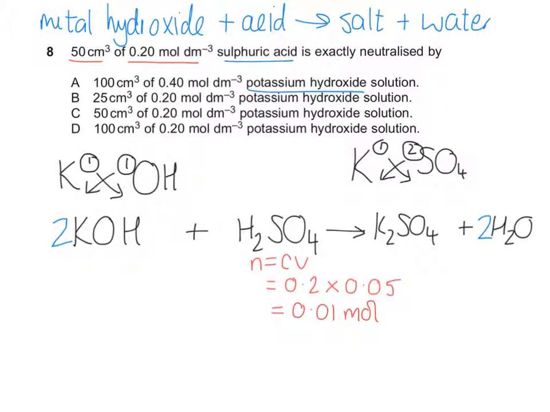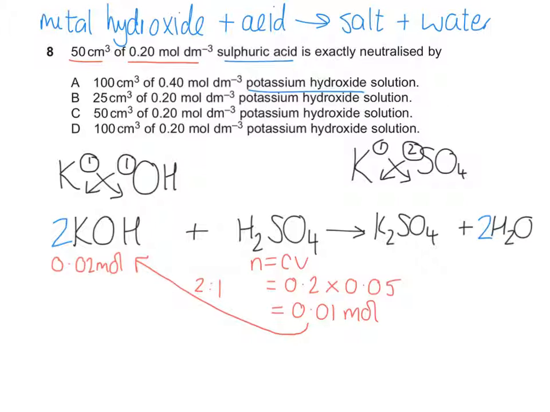So to work out how many moles of potassium hydroxide I need to exactly neutralize it, I bring that over to the potassium hydroxide in the equation. But looking at the ratio of our balancing numbers, we can see that the ratio is 2 to 1. And that means I need to have twice as many moles of potassium hydroxide. So I've got 0.02 moles of potassium hydroxide.